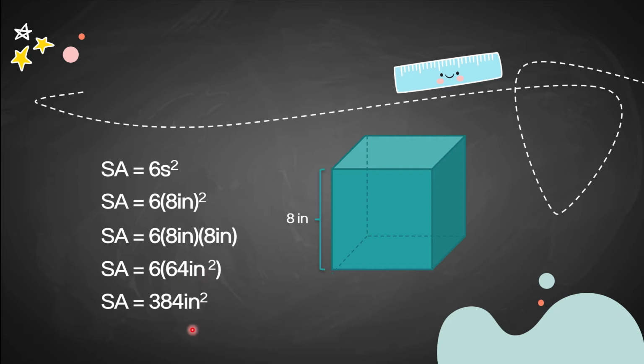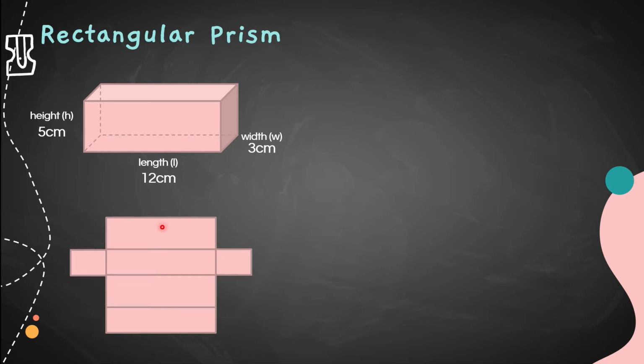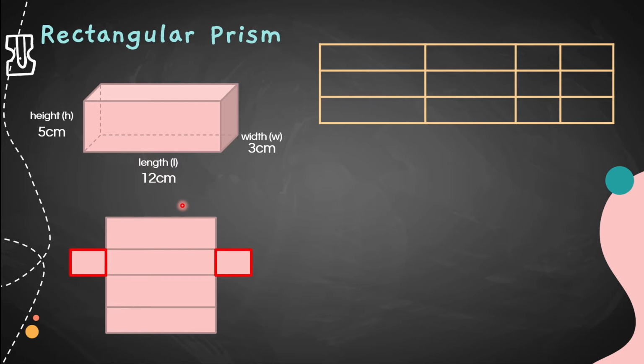How about finding the surface area of a rectangular prism? So in this figure, we have the measurement height, which is 5 centimeters. The length is 12 centimeters and the width is 3 centimeters. Let us first unfold the figure and then determine the bases and the lateral faces of this figure. We all know that the shape of the bases are rectangles, and we have 2 bases.